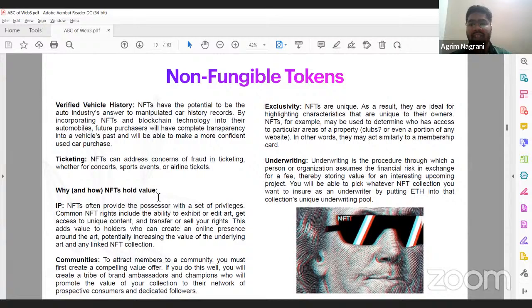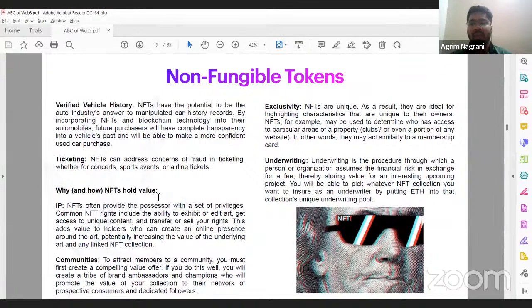As it is a decentralized space, everything depends on the users present in this space. So the community plays a key role in deciding how that particular NFT, you can say DAO, blockchain, cryptocurrency is going to perform. Depending upon the interest of the users, you must first create a compelling value offer. What exactly value are you adding to that ecosystem and how are the users going to benefit? So this is one of the main advantages the communities are going to be looking for.